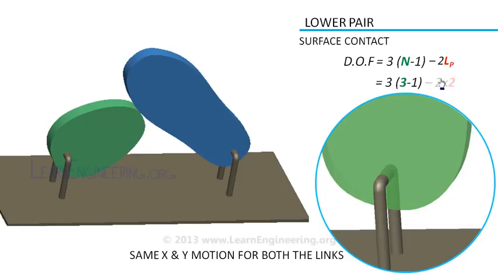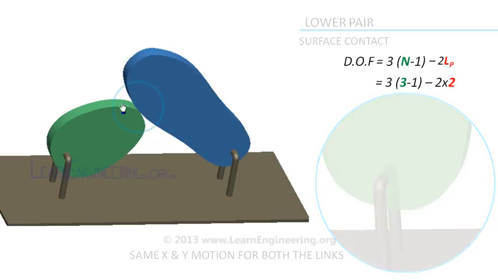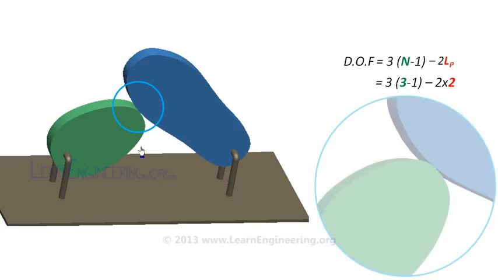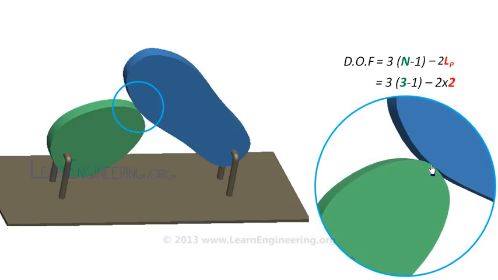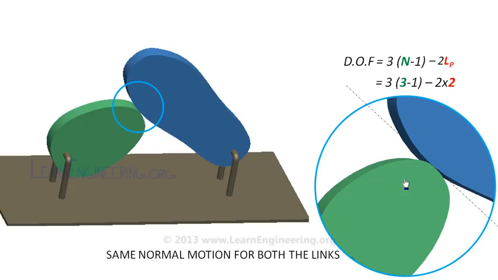Now consider this joint, which is having a line contact. If the joint between 2 links is having line, or point contact, both the links should have the same translational motion, along the common normal. However, they could have different motion, in the tangential direction. So, for each such pair, there will be a deduction of 1 mobility from the total. This kind of pair is called a higher pair. Here we have got 1 higher pair.